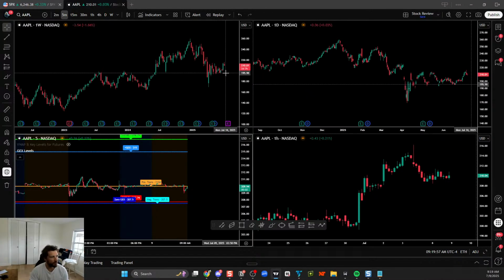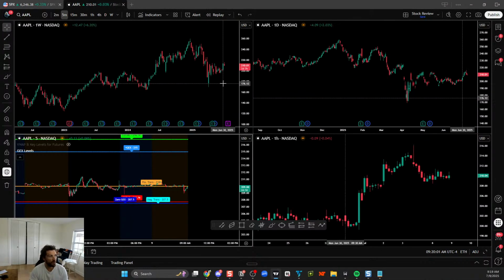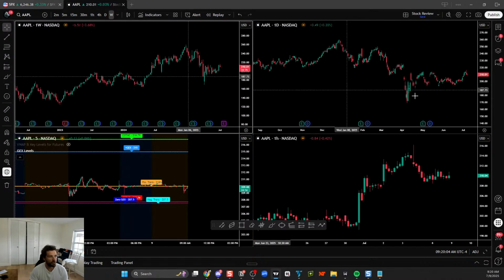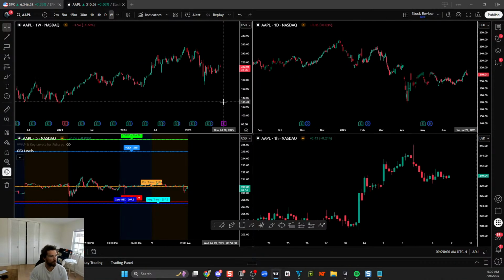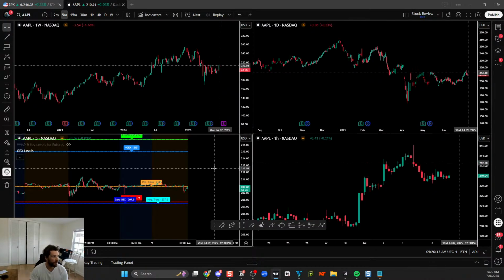Looking at weekly time frame, like a good week last week, simply consolidation within that price action from last week. So potentially we could see more room to run, have earnings end of the month, so that's fine.